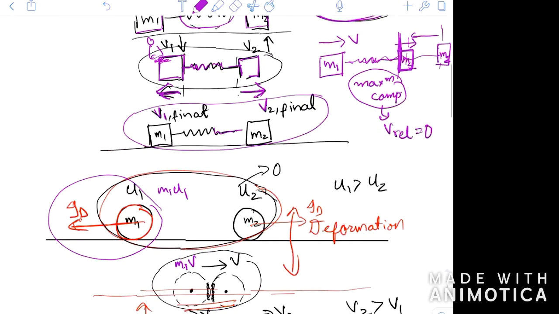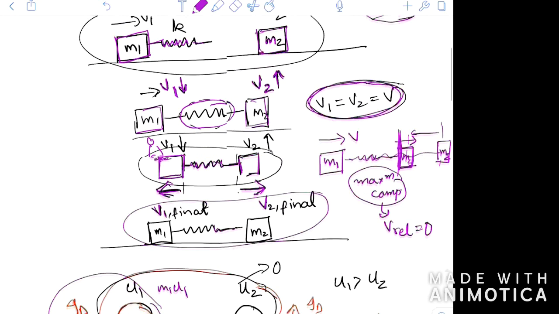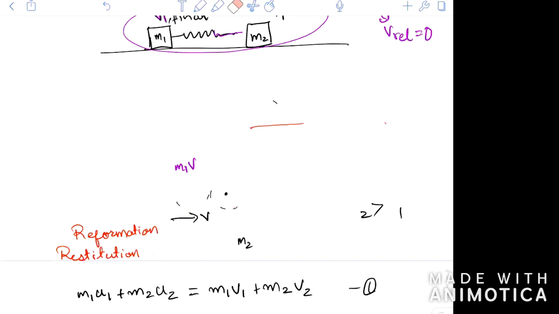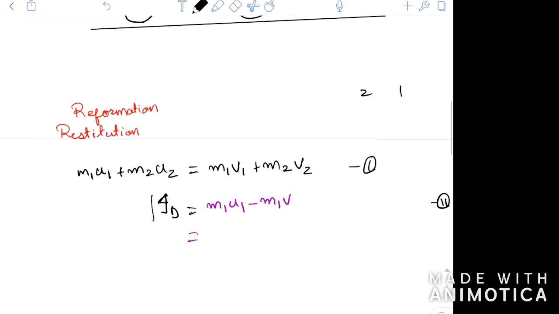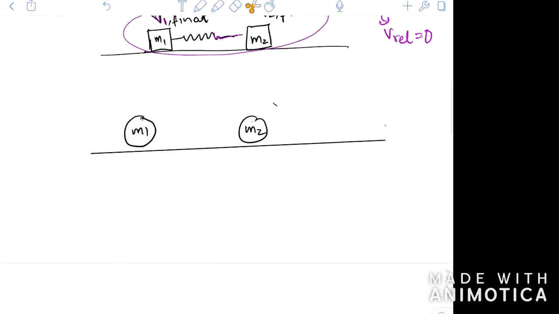Now how is this related to collision? It is almost exactly similar in collision. I'll just do that all over again. Suppose we have two particles, I'm considering two spherical balls. The first one has mass m1 and the second one has mass m2. This one is moving with a velocity u1, and this one is moving with a velocity u2, such that u1 is greater than u2.